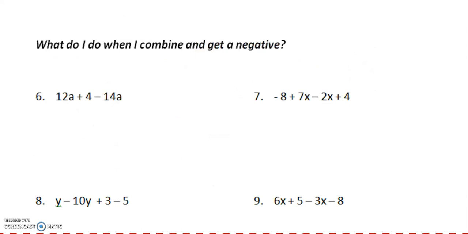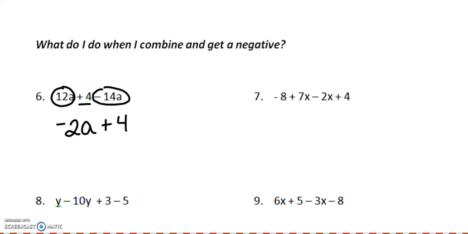Sometimes we combine and we do get negative answers. So if I look at the first one, number 6, I see a 12a, and it's positive, but then I see a negative 14a. So when I go to combine a positive 12 and a negative 14, they're different signs. So you actually subtract, which would be 2. But since the 14 is bigger, it's a negative 2.